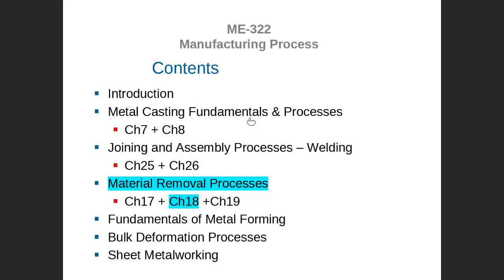Okay, then as you can see here, we already finished introduction and economy, material casting, chapter 7 and chapter 8, and joining and welding, chapters 25, 17, 26. Now we're discussing material removal processes. Chapter 17 is already finished, and now we're going to talk about chapter 18. Chapter 19 is still remaining in material removal.